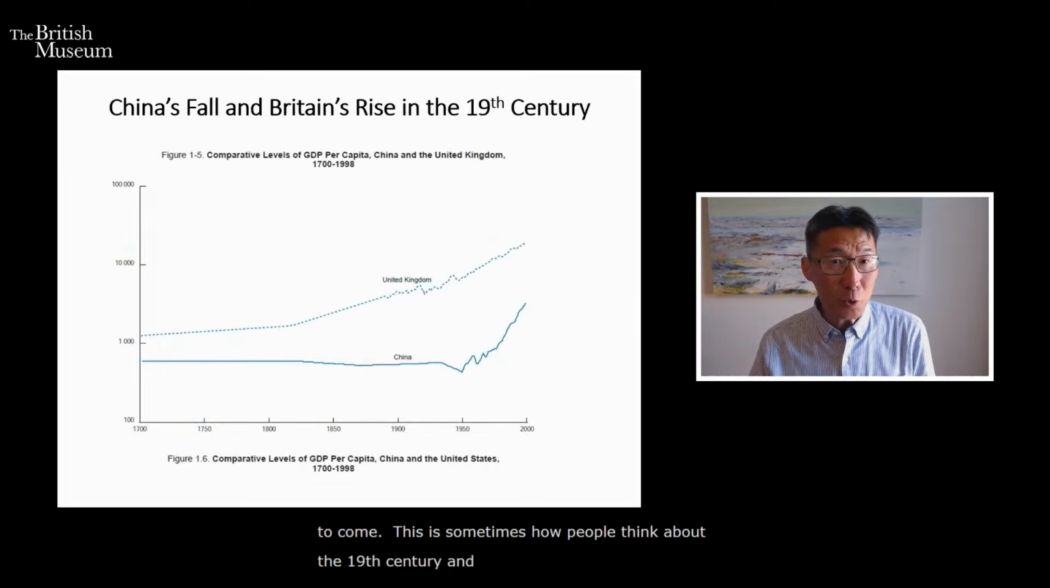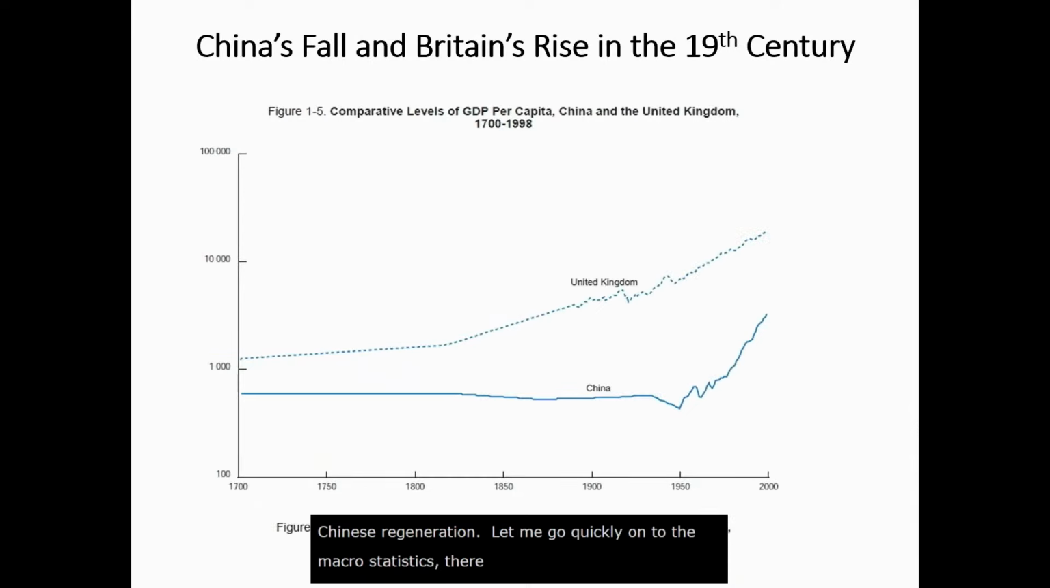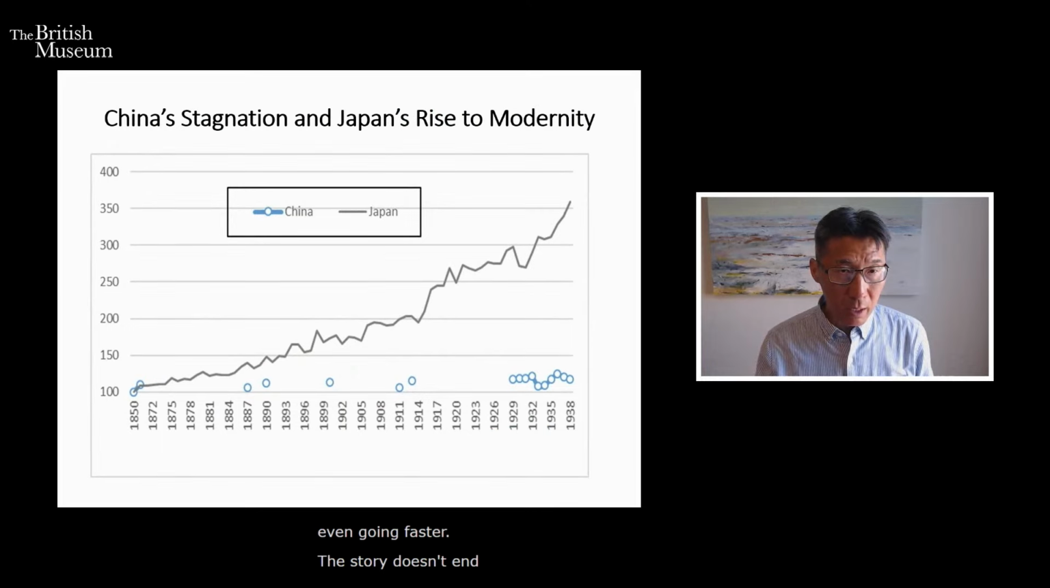So let me go very, very quickly over the macro statistics. There's the idea, you can see very quickly, that in the 19th century China was falling, right? So this is a little bit conventional statistics. And Britain, with rapid industrialization, was ahead of China even before that, but with industrialization went even faster, okay? But the story doesn't end there, because the Opium War happened in 1842, and China was forced open roughly from the 1840s to 1850s afterward.